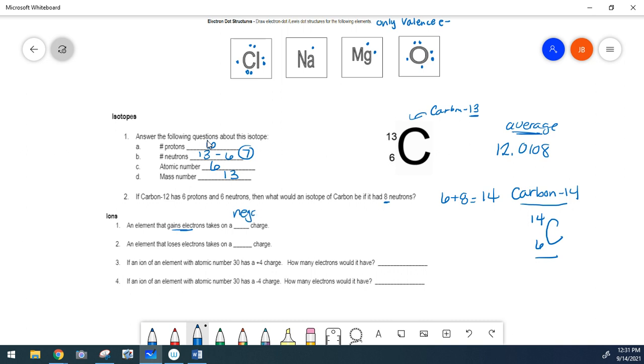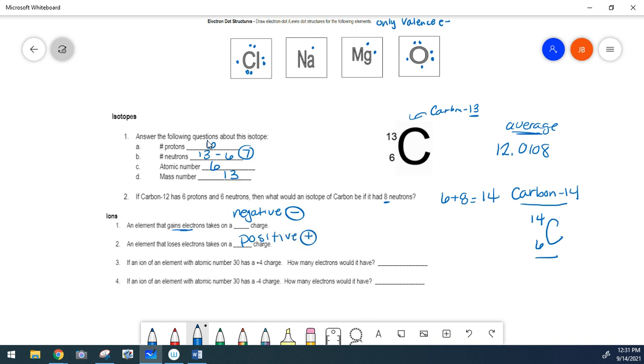Negative. So this one's going to be negative, because it gained electrons. How about an element that loses electrons? Positive. And that one's going to be a positive charge.